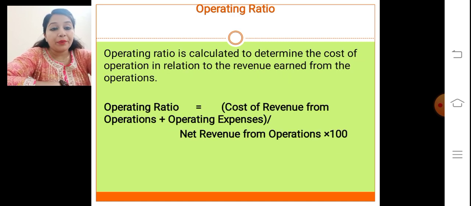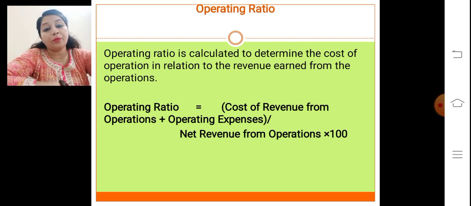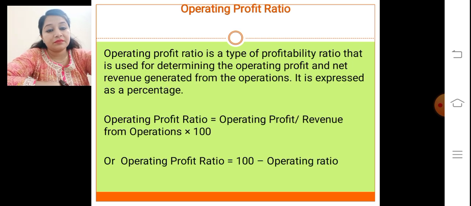Next, operating ratio. Operating ratio is calculated to determine the cost of operation in relation to the revenue earned from the operation. The operating ratio is equal to cost of revenue from operation plus operating expenses upon net revenue from operation multiplied by 100.